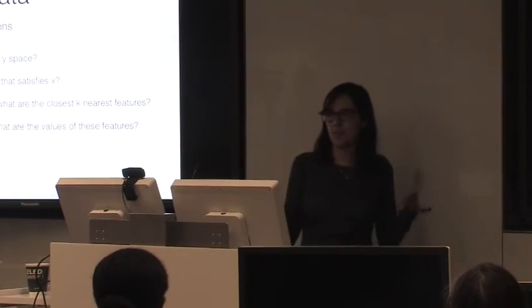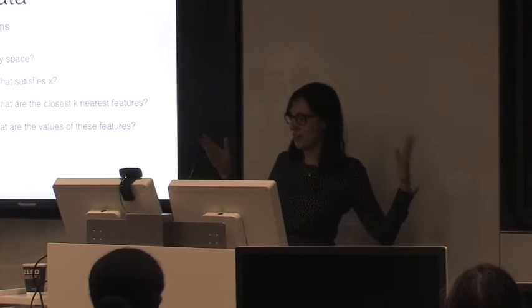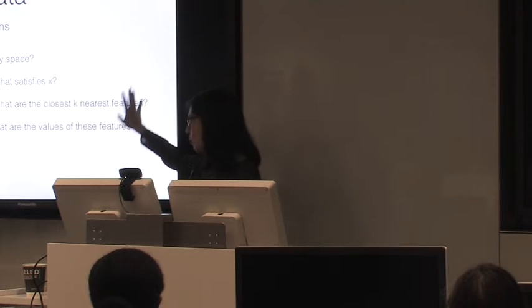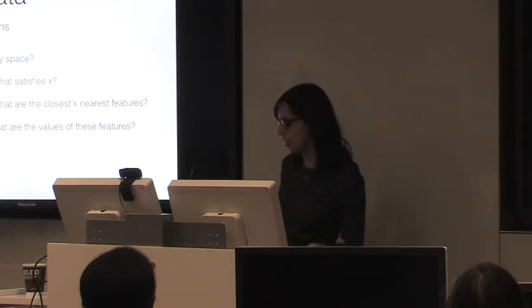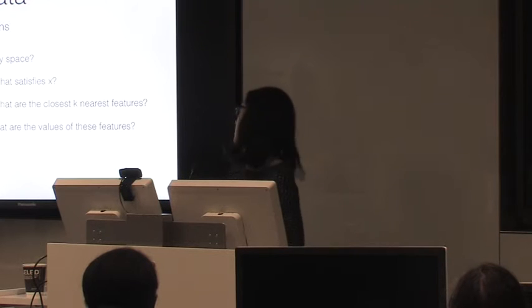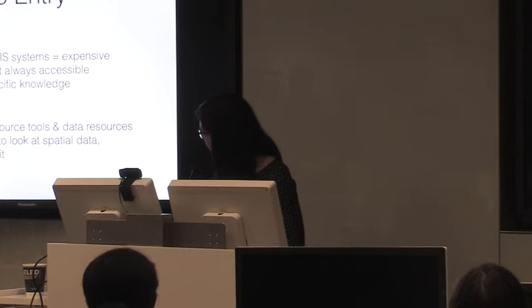Third question is, given a location, where are the closest K nearest features? So given that I'm here, where are the 10 closest pubs? So we want to go after the talk, right? And then finally, another question is, given a bound, what are the values of those features or other features? So these are all typical questions that arise when you're looking at spatial data, and that we want to have the tools to answer them.